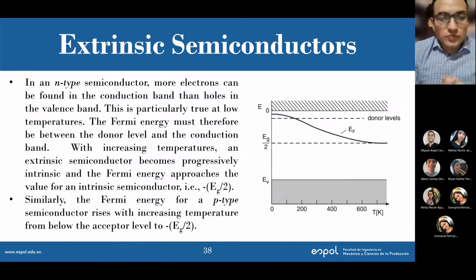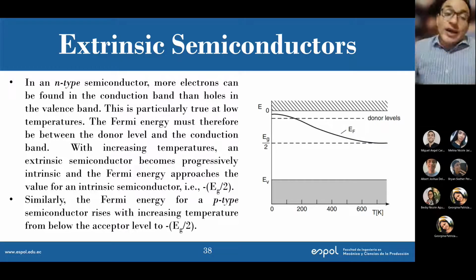Okay, so now remember we said that for intrinsic semiconductors, the Fermi energy is halfway through the energy gap, right? And that makes sense, remember, because the number of electrons found in the conduction band must be equal to the number of holes in the valence band. And that makes sense because we don't have any extra electrons, right? But that was for the intrinsic case. Now, what happens for the extrinsic case, right?